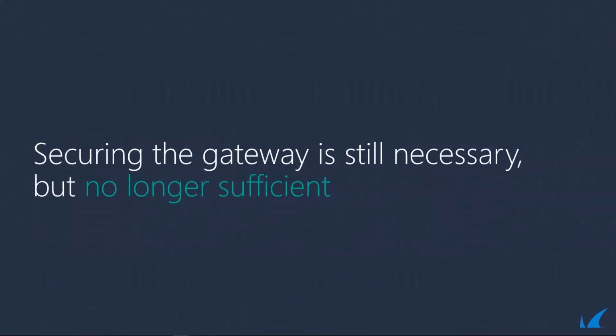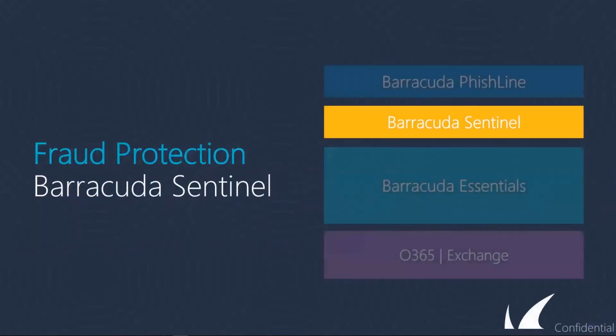Securing the gateway is obviously necessary, as I'd mentioned before, but no longer sufficient. In the early 2000s, the network perimeter collapsed, and it became important to secure data wherever it belonged on the network. We're at the same point here for email security. Securing the gateway is still necessary, but threats have moved beyond the gateway, and it's no longer sufficient. Now let's look at the anti-fraud protection layer, Barracuda Sentinel.